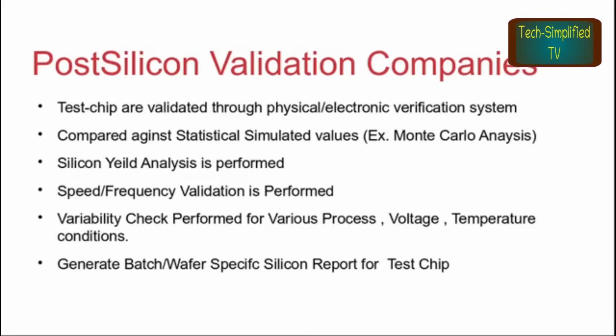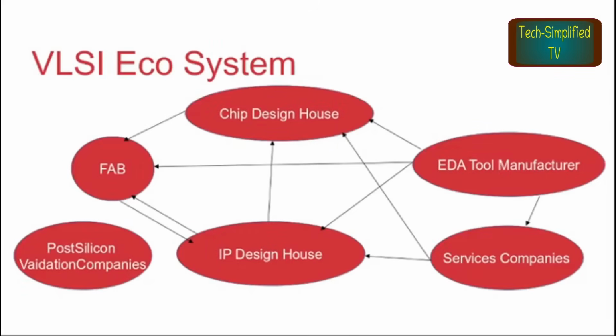Silicon yield is another factor these companies have to analyze. Obviously, when we are making a chip, it will have some frequency, and that particular frequency of operation is also checked there. Because of process variation, temperature and voltage, there will be various kinds of chips and operating conditions. These also will be verified by these companies. And finally, once all the testing is done, they will generate the silicon report for that particular chip, which we call a test chip. So guys, here the whole bird's eye view has been given to you, and you can see all together different types of companies, how they function and how they interact among each other.